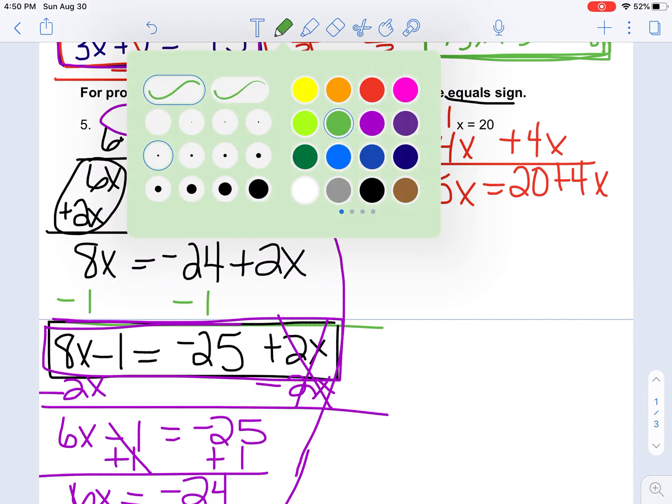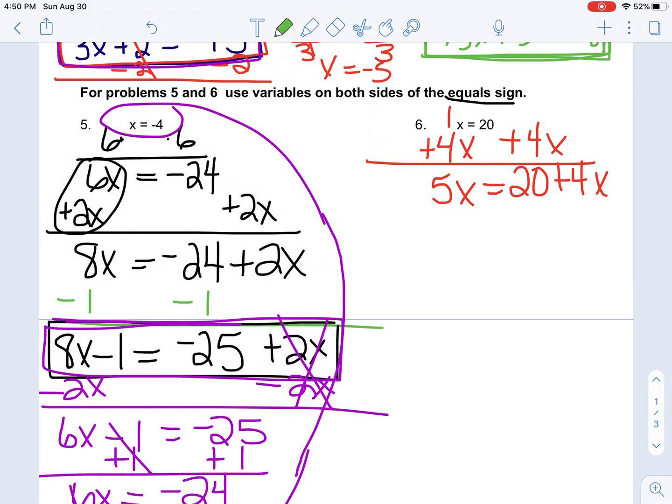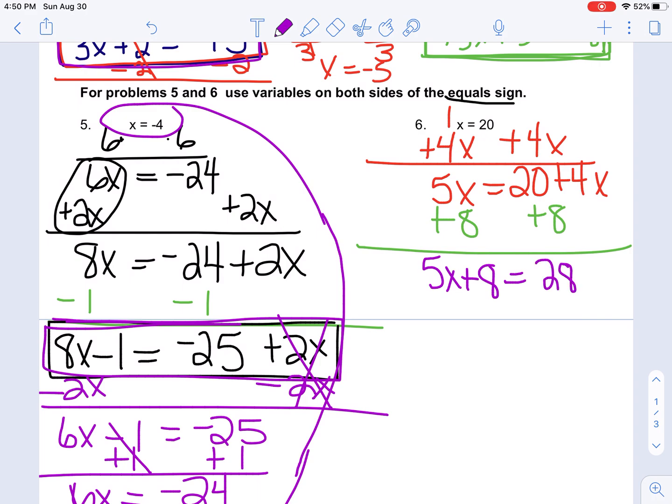And then I think I'm going to add 8 to both sides. I'm just picking a number, and if you follow the golden rule, if you do something to one side, you have to do it to the other side. 5x plus 8, you cannot group these together because the 8 is not a variable term. So I'm just going to leave it 5x plus 8 equals, now right here, these are both constant terms, so I can group these together. 20 plus 8 is 28 plus 4x. And now I have an equation with variables on both sides of the equal sign.